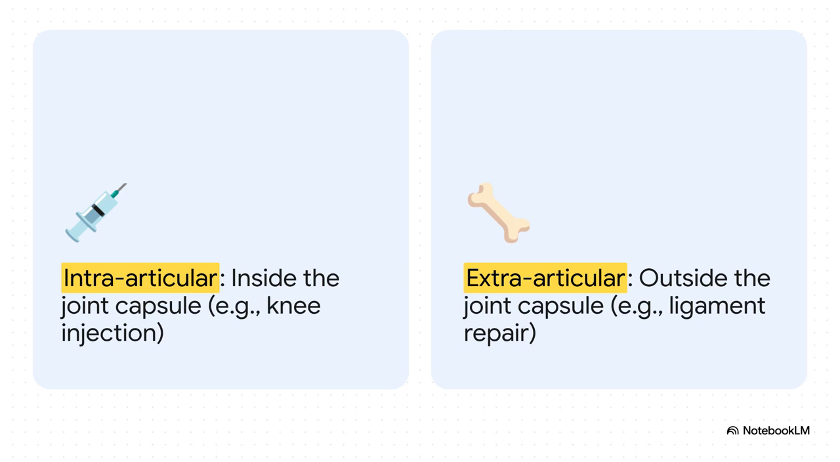Next up, we've got those tricky look-alike directional terms. Intra-articular means something is happening inside the joint capsule, like a knee injection. Extra-articular means it's outside the joint capsule, like a ligament repair. So the crucial point to remember is that assuming all joint-adjacent terms are just the same thing will lead you straight down the wrong path. In coding, location is literally everything.